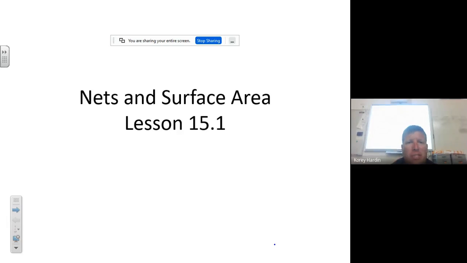We're going to talk about nets and surface area. Okay, nets and surface area, mainly surface area, but nets is just something that we use to kind of help us with surface area, almost like a cheat sheet.